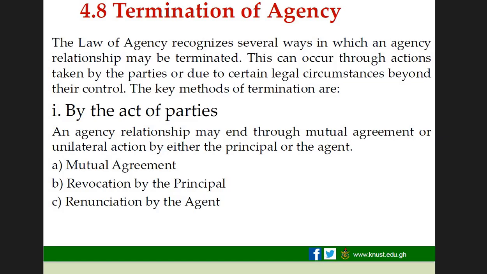Then renunciation by the agent. Here too, the agent can also quit. In as much as the principal can revoke, the agent can also quit. A typical example is, let's say a company tells its sales agent to stop working on their behalf. Sales agents work on behalf of the company. Once the company tells the sales agent to stop working on their behalf, that is all. It ends the agency. I hope you get that.